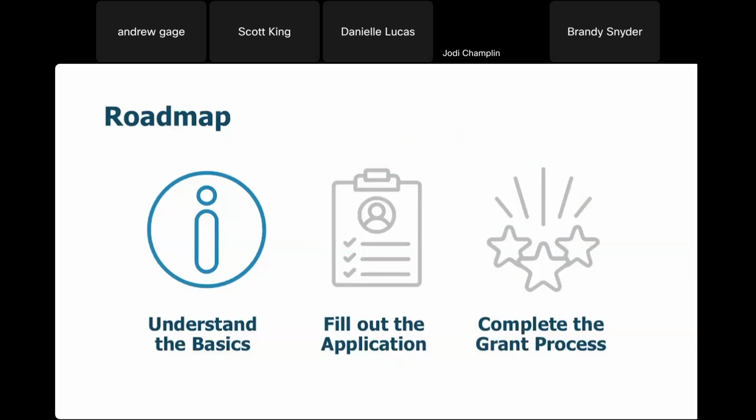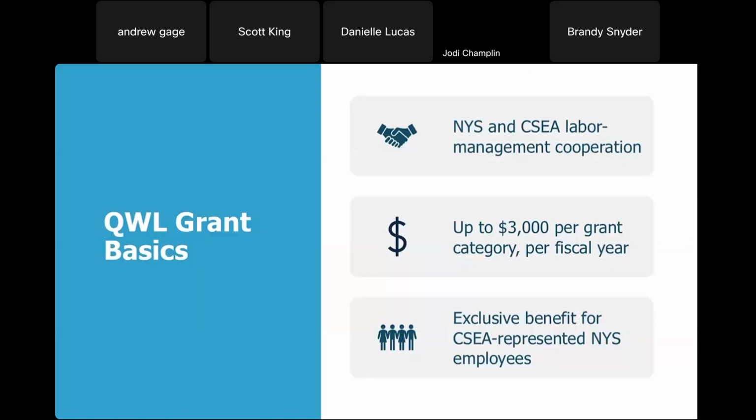First, let's talk about the basics of QWL grants. The Quality of Work-Life Grants program is open for enrollment April 1st through December 31st for New York State and CSEA labor management representatives. Applicants can receive up to $3,000 per grant category per fiscal year to launch programs and initiatives aimed at improving job satisfaction and the well-being of the CSEA represented New York State employees.